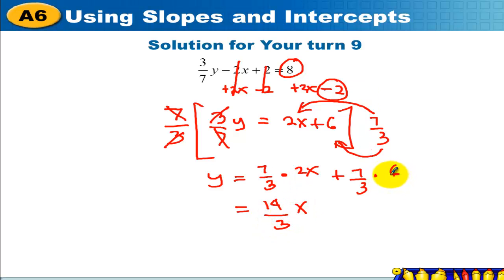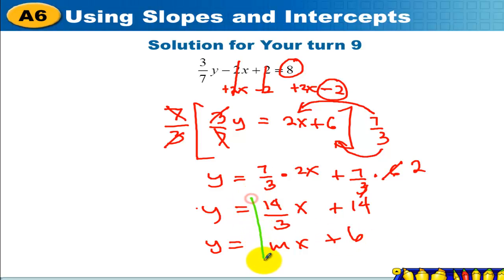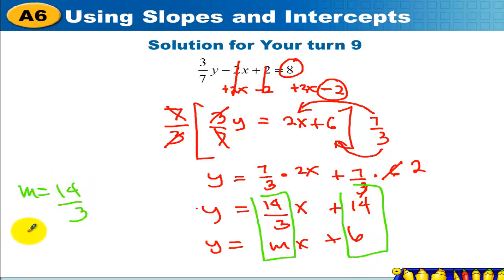Attach the x. 6 can be divided by 3. So 6 divided by 3 is 2. 2 times 7 is equal to 14. So writing our answer into mx plus b, we can say that the slope, which is the number besides our x, is equal to 14 over 3, and the y-intercept is equal to 14.